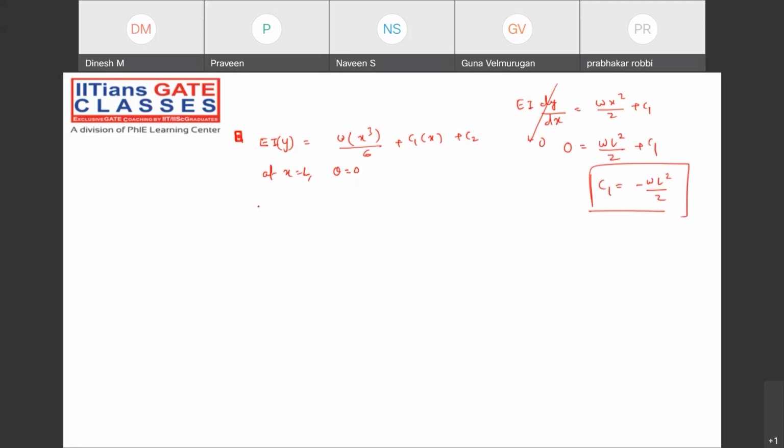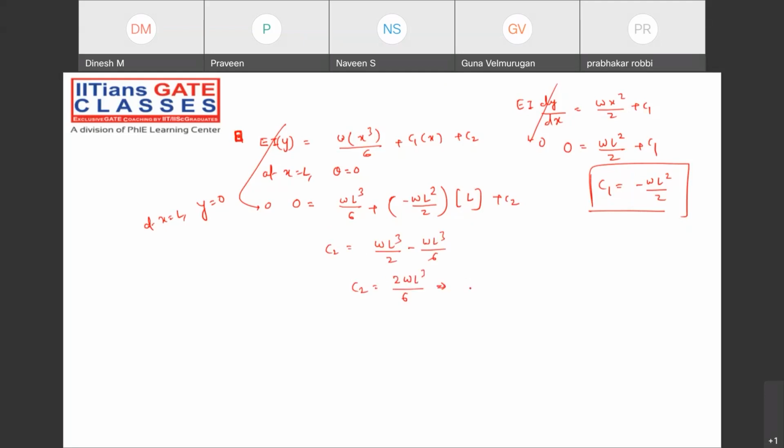Second boundary condition, this is going to be 0. And when this is going to be 0, W into L cube by 6 plus C1 into L, where C1 is minus W into L square by 2, because at x equal to L, Y will be 0. At x equal to L, Y is equal to 0, because fixed support, plus C2. So from here, what is the C2 value? W L cube by 2 minus W into L cube by 6. So C2 value will be (3 minus 1) by 6, that is 2 W L cube by 6. So this is going to be W into L cube by 3.